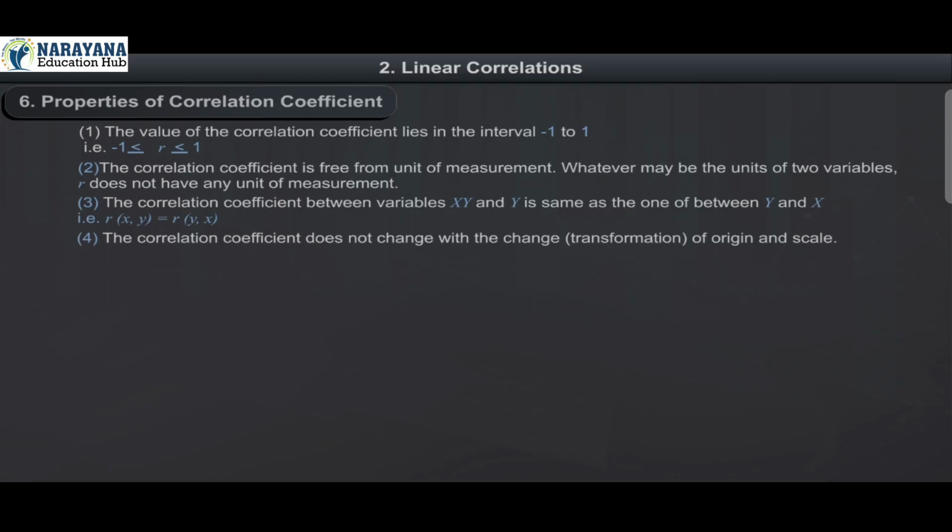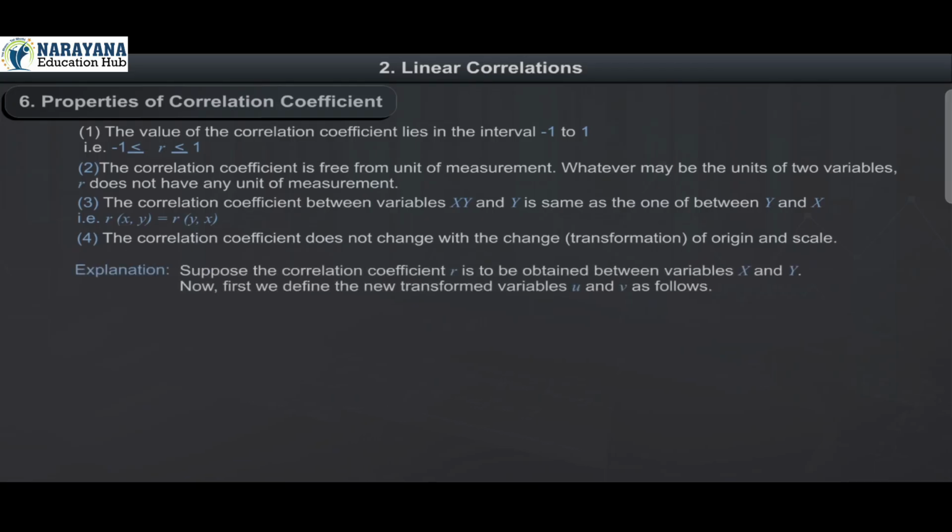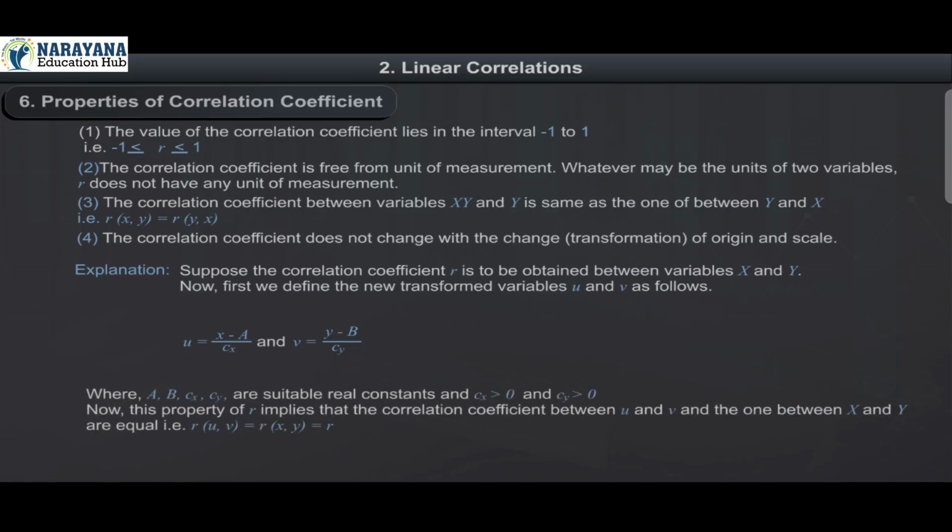Number 4. The correlation coefficient does not change with the change, that is, transformation of origin and scale. Explanation. Suppose the correlation coefficient r is to be obtained between variables x and y. Now, first we define the new transformed variables u and v as follows. u is equal to (x minus a) divided by cx and v is equal to (y minus b) divided by cy, where a, b, cx, cy are suitable real constants and cx greater than 0 and cy greater than 0.